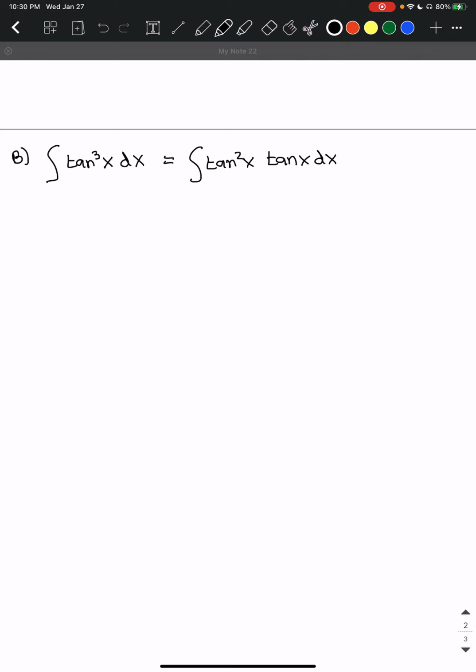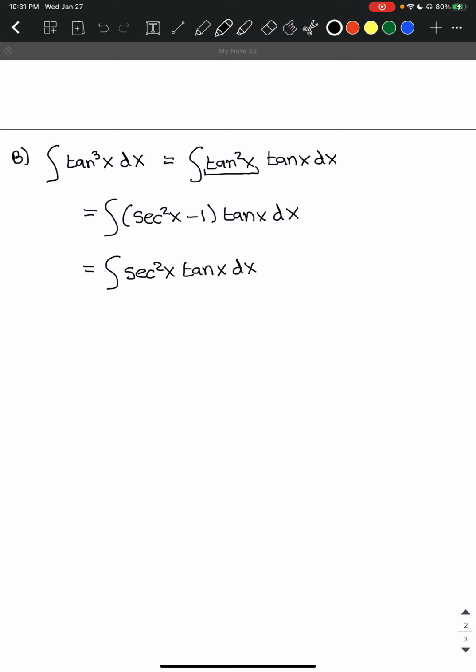And what I'm going to do is use that identity we just said to rewrite tangent squared as secant squared minus 1. So this will be equal to secant squared of x minus 1 times tangent of x dx. And I can FOIL that out, and I get secant squared of x tangent of x dx as one integral. And I'm going to subtract off of that tangent of x dx.